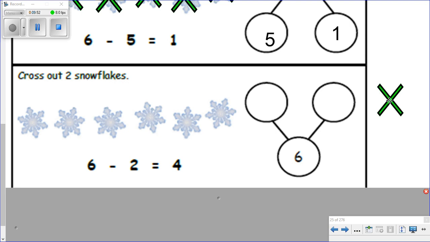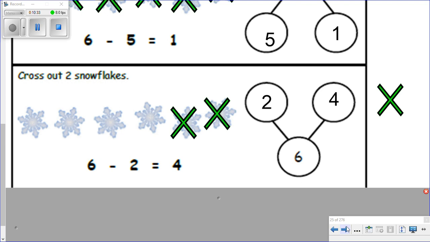So let's get my X's and count with me. 1, 2. 2 snowflakes were crossed out. 6 minus 2 equals 4. 1, 2, 3, 4. There's our equation. So let's go here to the parts. 6 was the whole amount. How many did we cross out? 2. And how many are left? 4. Good job. I hope you're saying your answers out loud for me.